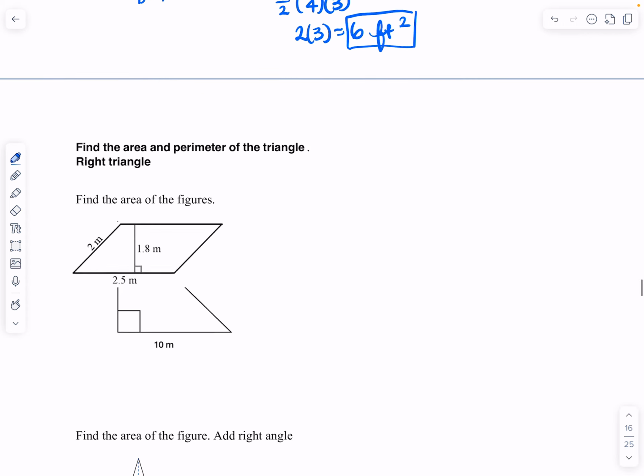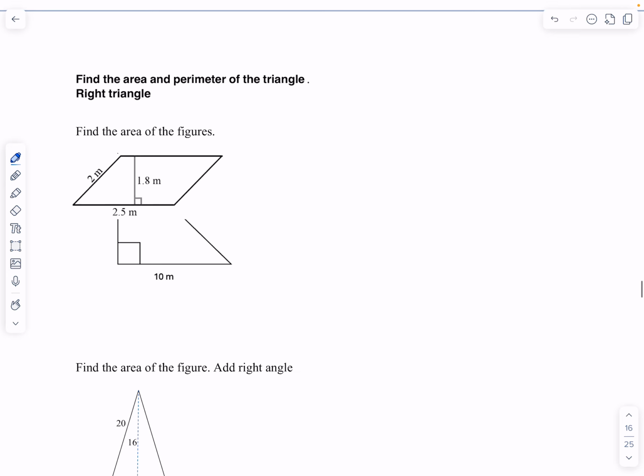Okay, let's look at this next one. Find the area and perimeter of the triangle. Now again, like I said, when this ported over, we have two figures here. So the first figure, we have to determine what it is. So this first figure, I'm going to call this figure 1, is a parallelogram. Okay, so I'm going to do the work up here for this one, for the parallelogram.